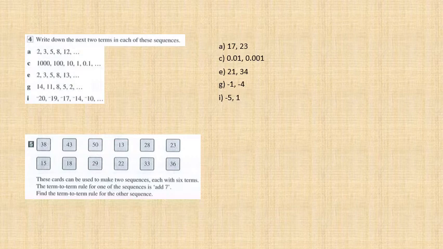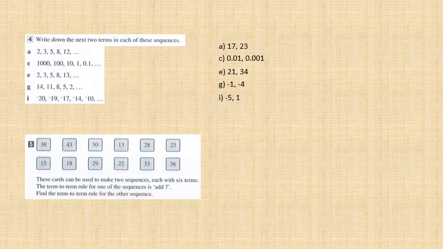Question 5, we answered something like it in the student's book. Here, these cards can be used to make two sequences, each with 6 terms. The term-to-term rule for one of the sequences is add 7. So I need to find the term-to-term rule for the other sequence. So the term-to-term rule is add 7.